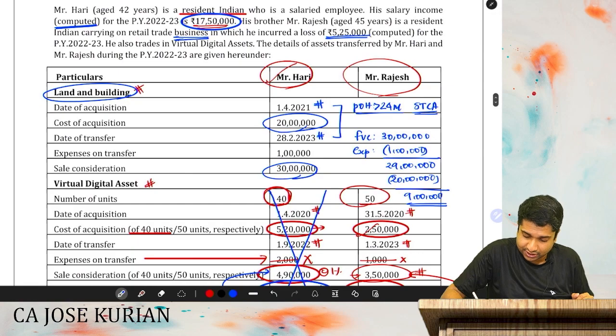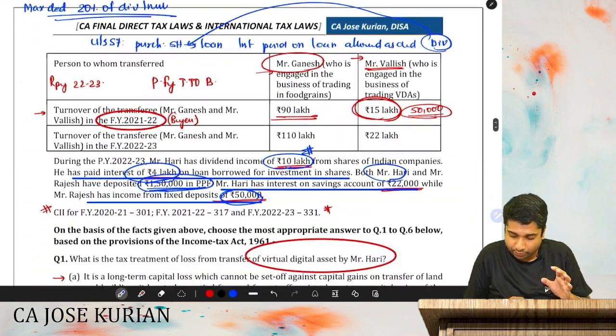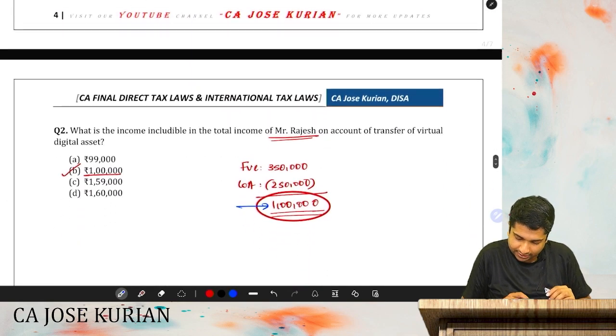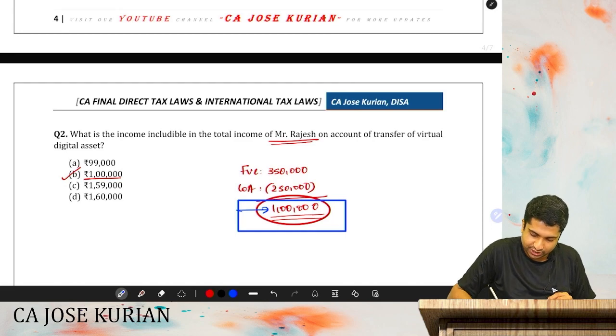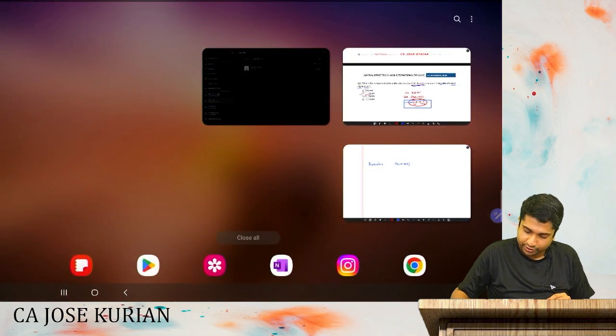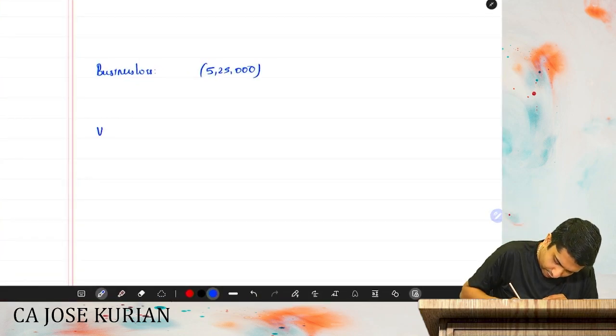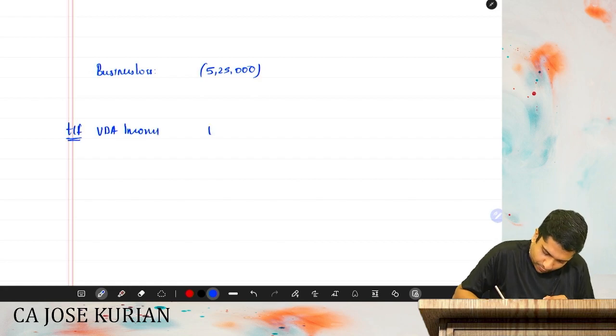Now, what are the other incomes Mr. Rajesh has? Mr. Rajesh has income from transfer of virtual digital assets, which we have already computed. And how much was that income? It was 1 lakh rupees. That is Mr. Rajesh's income on account of transfer of VDA. Hope you remember. All right. So we will note that down. VDA income, or income from transfer of VDA, that is rupees 1 lakh.